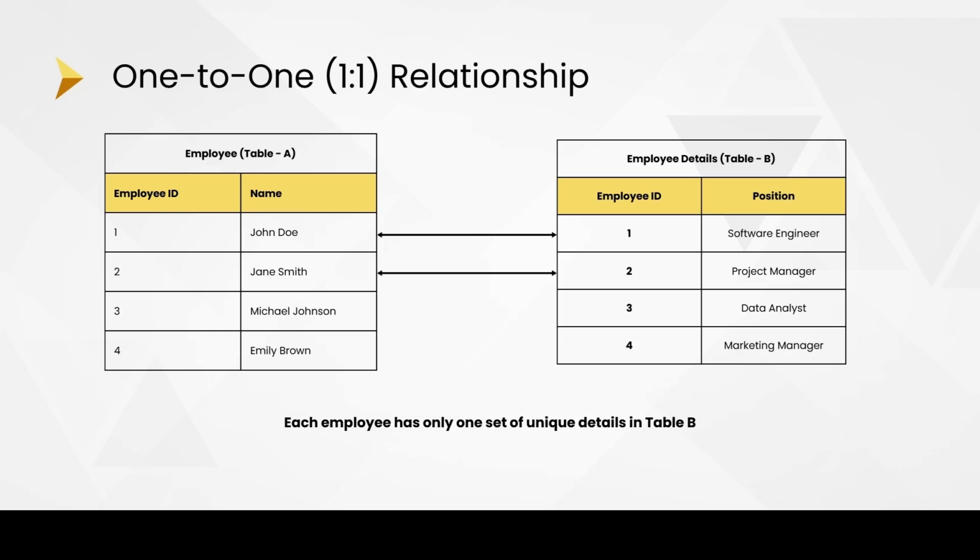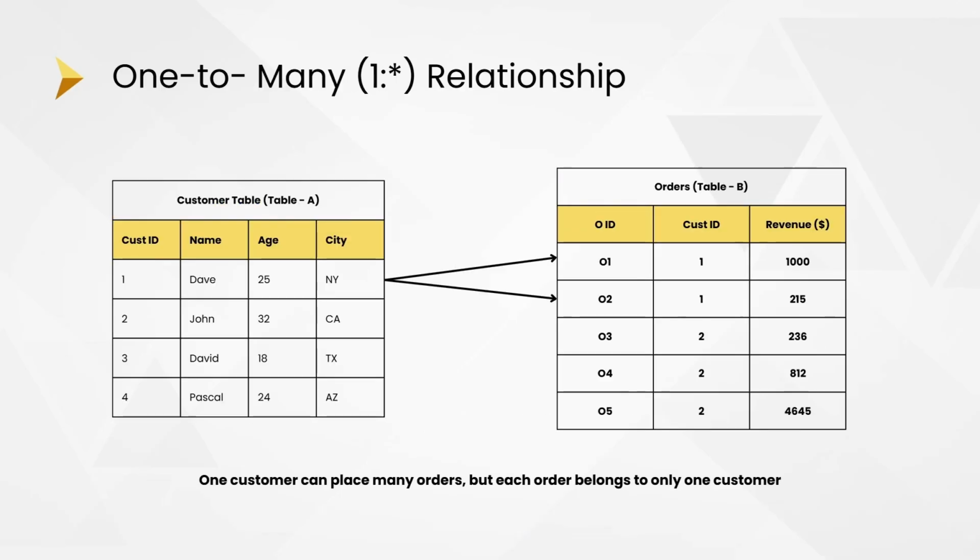To sum it up, one-to-one relationships are useful when two tables share unique pairs of records with each entry in one table connecting to exactly one entry in the other table. Next, we have the one-to-many relationship.